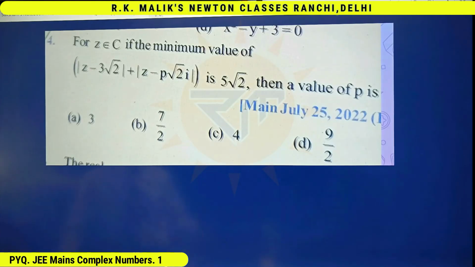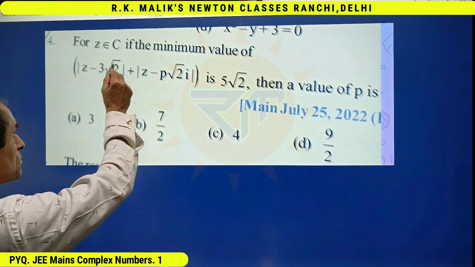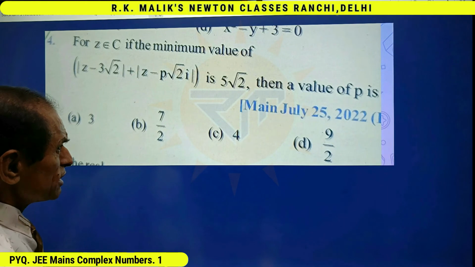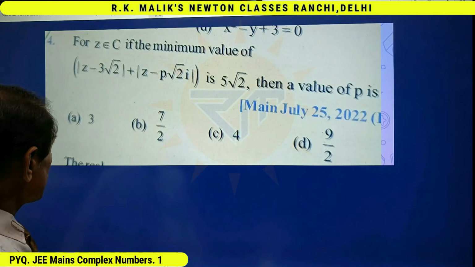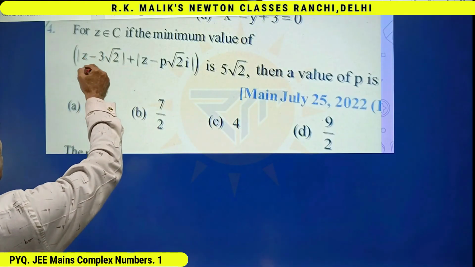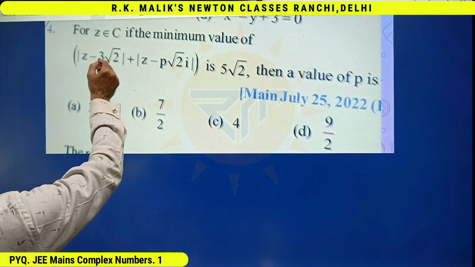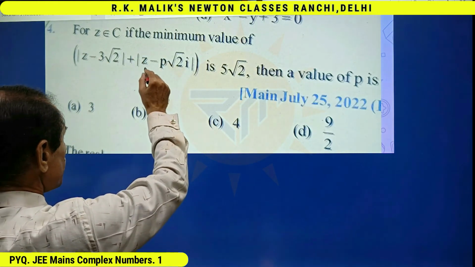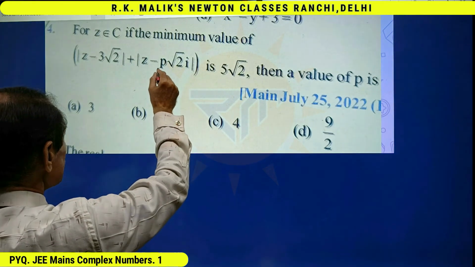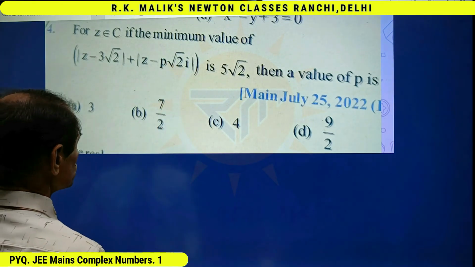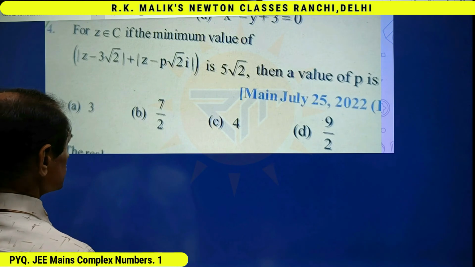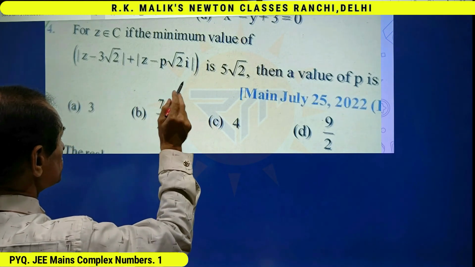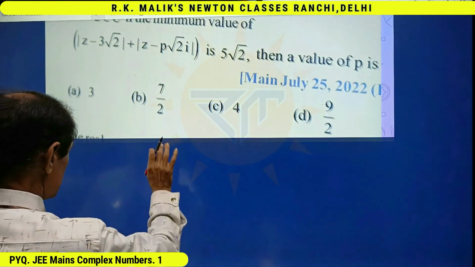In this question, he is saying if z is a complex number and if the minimum value of this is 5 root 2, then the value of P is. Clearly, this represents the distance of z from 3 root 2. This represents the distance of z from the point 0 comma P root 2, that is on the y-axis. And the minimum distance between them is 5 root 2.